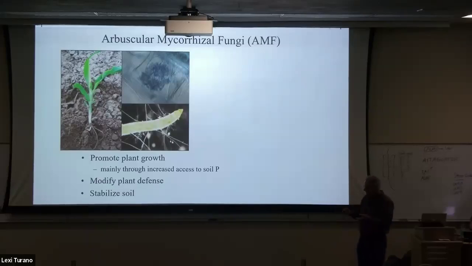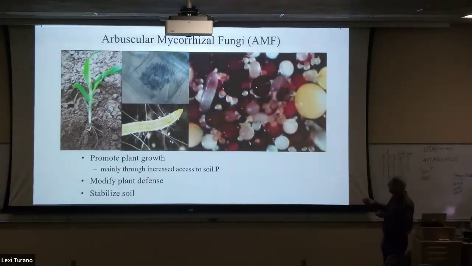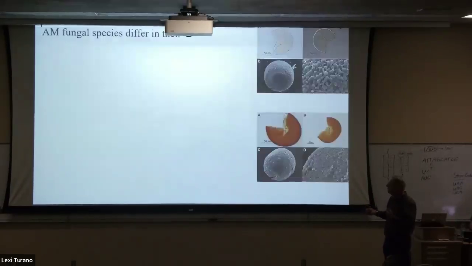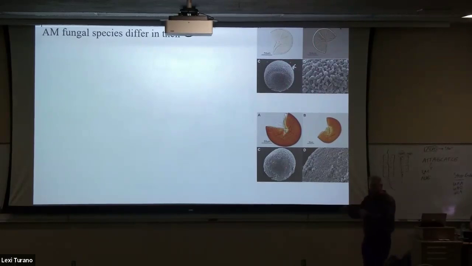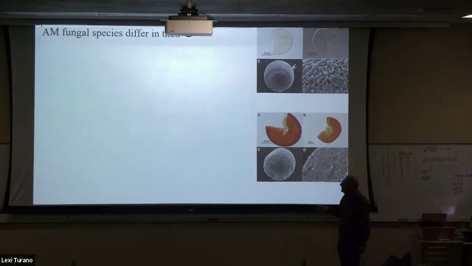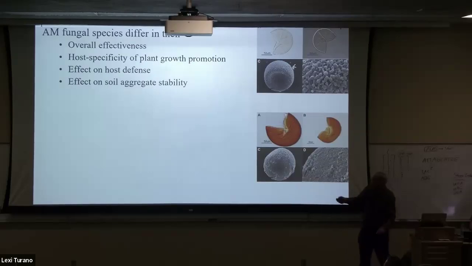They're all-around good guys. But as I showed you, they can be ecologically diverse, and these different fungi have different functional properties. And we know that because we isolate them and grow them. And so these are different fungal species. They're identified by their wall structures that you're seeing here in electron micrographs and light microscopy. And from growing them and testing them, we know now that they differ in their overall effectiveness on plant growth promotion.